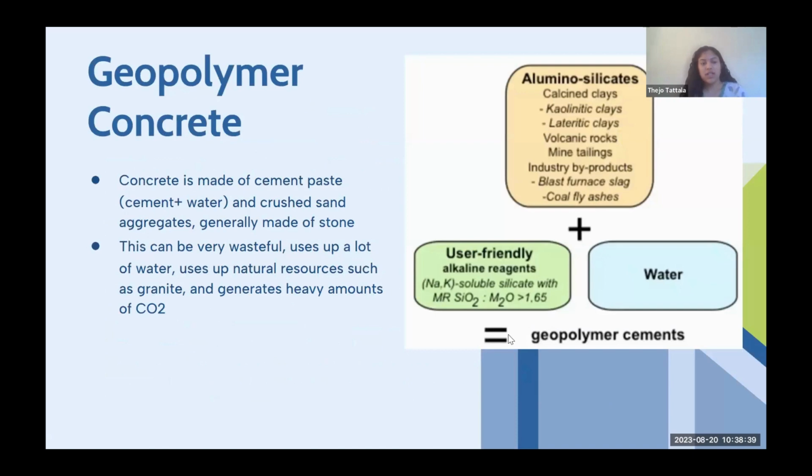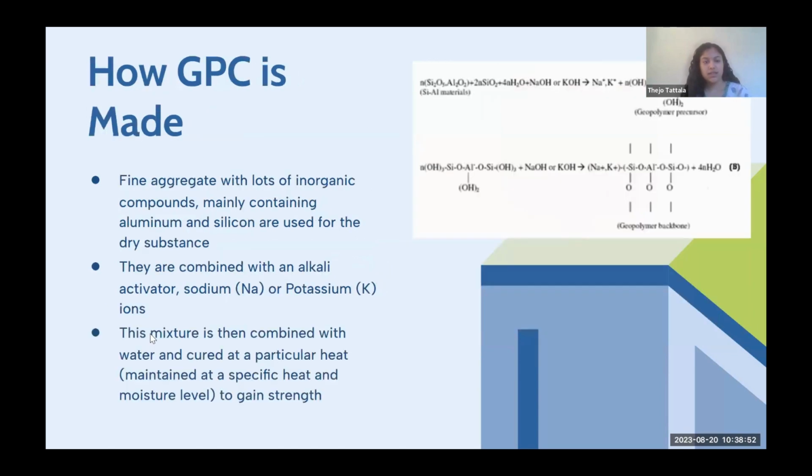Geopolymer concrete. Concrete is made of cement paste, which is cement and water, and crushed sand aggregates, generally made of stone, which can be very wasteful, as I talked about in my introduction. But geopolymer concrete is an alternative.